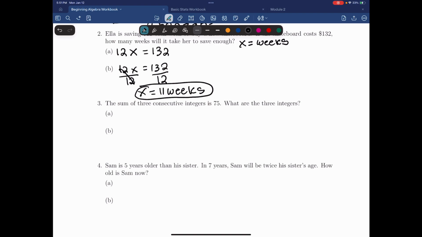Now this problem is a little bit different, so let's look at some vocab. So recall from the first unit, we know that sum means addition. We're given 3 integers, but what does consecutive mean?